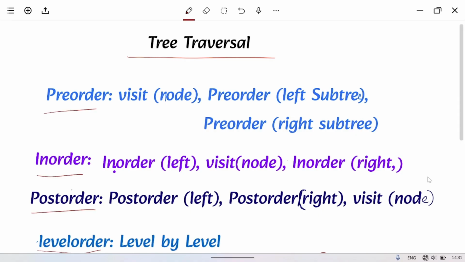Next, post-order traversal: first visit left. Here left means left subtree; for simplicity I have written left. First left, then right, then we visit the node. In level order traversal, we visit level by level. Okay, so let us learn about the traversals one by one.